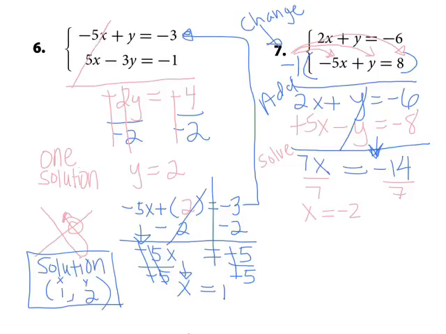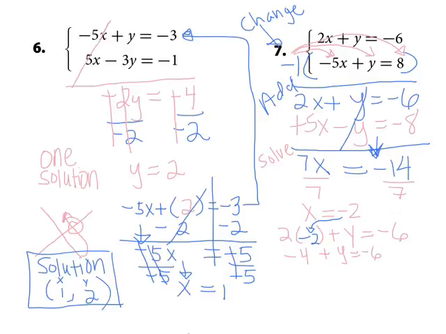So if I come back to my original problem, I'm going to go to the top equation. 2 parentheses plus y equals negative 6. Now I left the parenthesis blank because I am going to substitute that negative 2 into the blank. So negative 2 times 2 is negative 4 plus y is equal to negative 6.